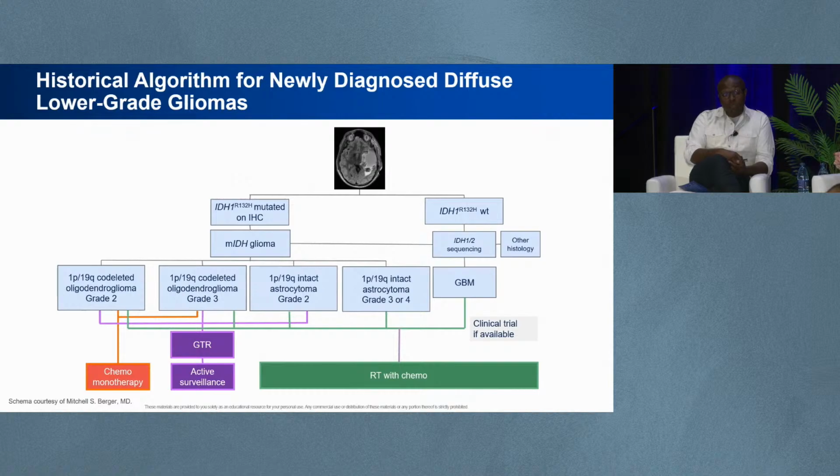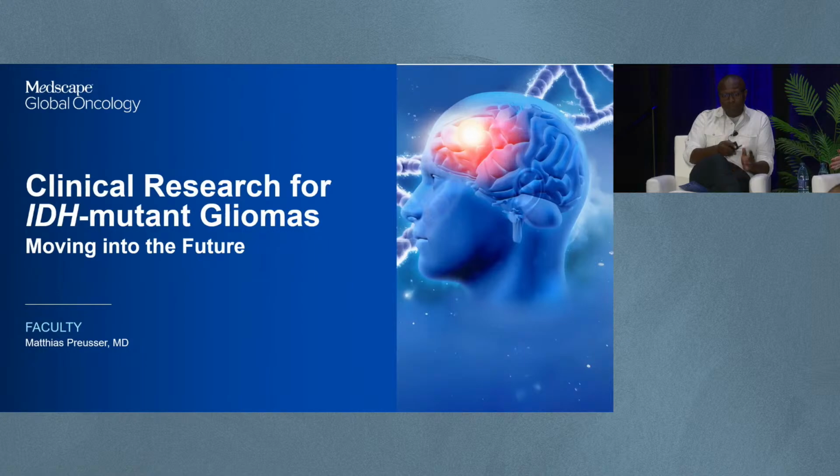If we can get a gross total resection, many times it's active surveillance. However, we'll talk about other options we have based on the presence now of IDH mutant inhibitors in clinical practice. So with that, we'll hand it over to Matthias for where we go from now.